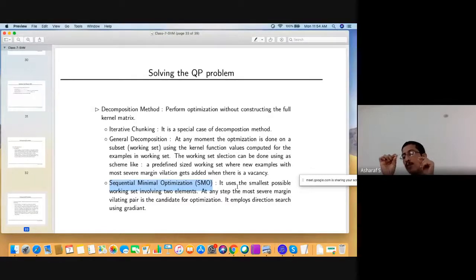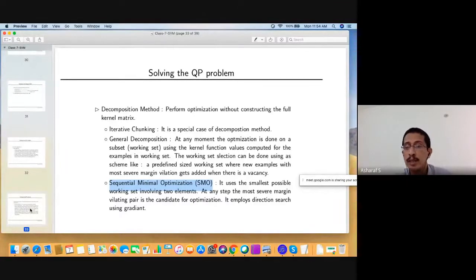We don't go into the details of the algorithm. There was some bug in the original algorithm, and my co-author and co-guide during my PhD, Shirish Shevade and his group, solved that problem. So modified SMO is a standard support vector machine solution strategy. My PhD is also on an SVM solution strategy, which is an approximate solution.